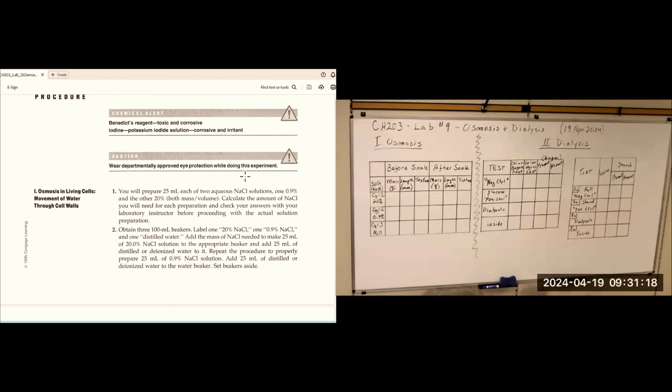Then you have to calculate how much sodium chloride to use. Now, what's the volume that it wants? 25 milliliters. The pre-lab question we did was for 50 milliliters. So if you only need 25 milliliters, you just need half as much sodium chloride, don't you? So it was what, 0.45 for the 0.9? So that is 0.225.